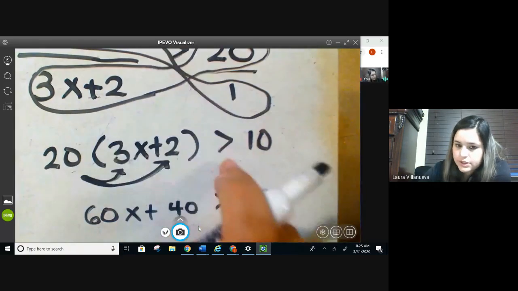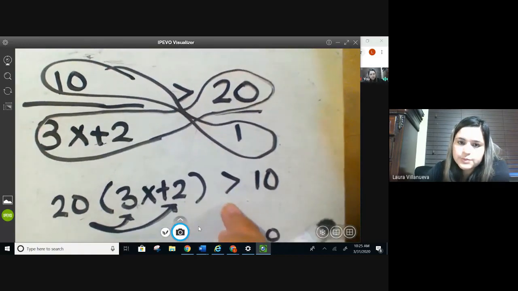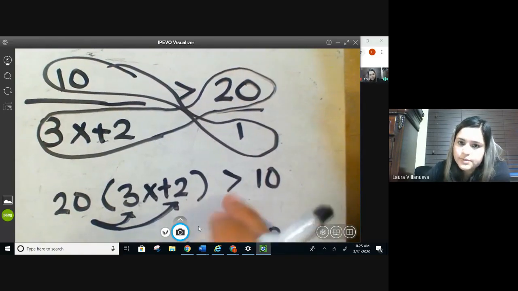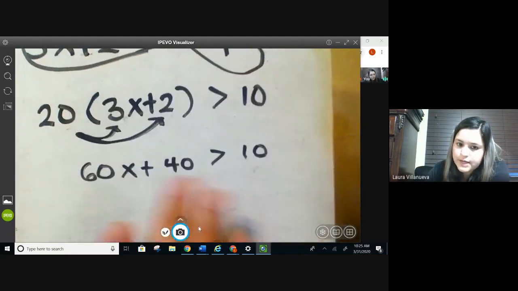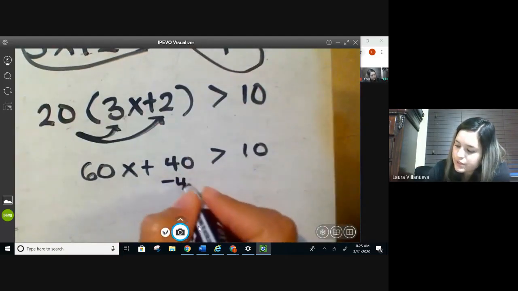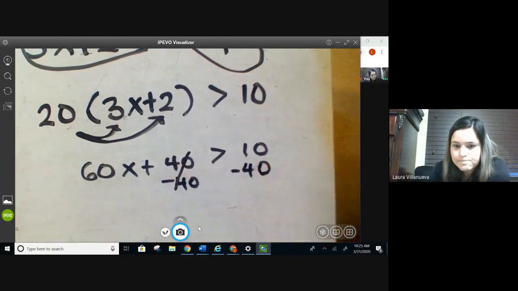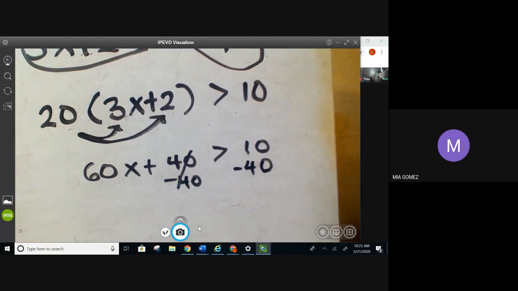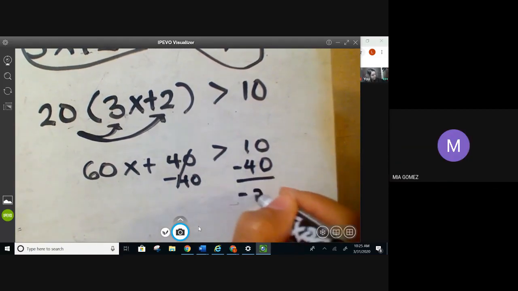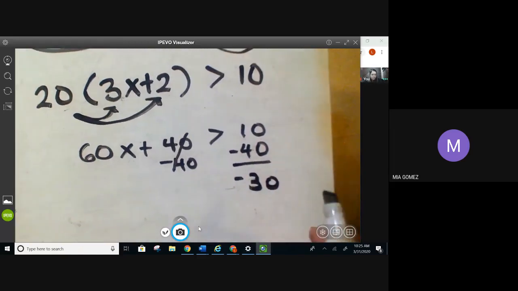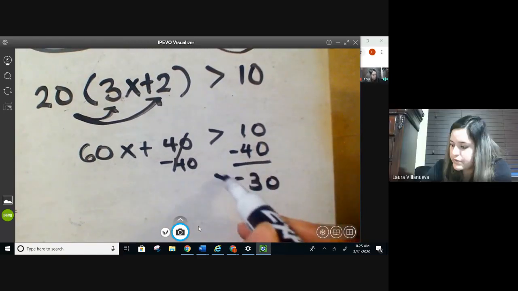This is not going to change. Okay? Not yet. Unless you multiply or divide by a negative. But we didn't do that. So I'm going to leave it as is, and then I'm going to subtract the 40. Now it's 10 minus 40, right? It's greater than.